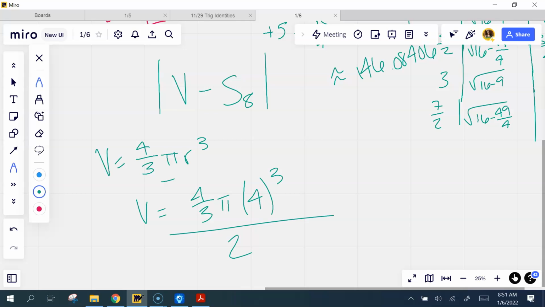4/3 pi times 4 to the third divided by 2, 134.0419 units cubed. So if you look, it did what we thought was going to happen. There was supposed to be an overage. It is an overage. It's a pretty significant overage, I think, but still an estimate nonetheless.